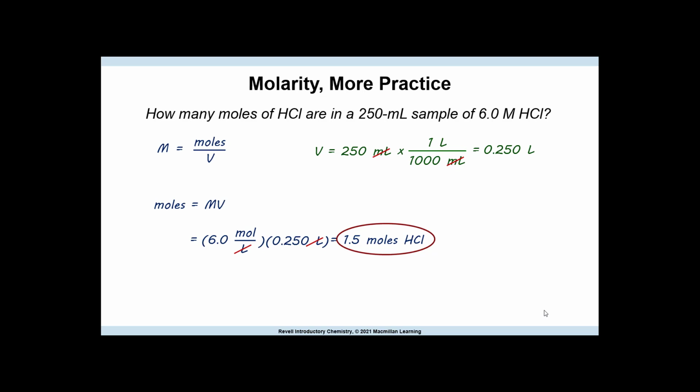We want to know how many moles. First of all, we have a volume, but we can't use milliliters. We need to change it to liters. Once we have that, we can change the equation to isolate for moles. When you're doing the problem, don't use the big M, use the moles per liter so you can see what things cancel out. It cancels out the volume, the liters on the bottom, and it ends up producing 1.5 moles of HCl. That is the amount of moles that are in a 250 mL sample of 6 molar HCl.